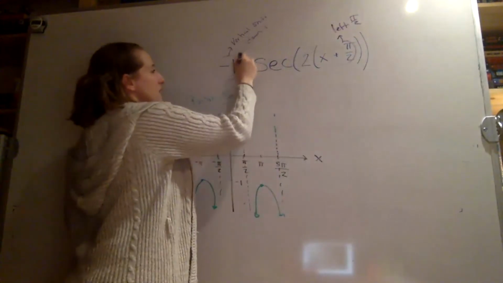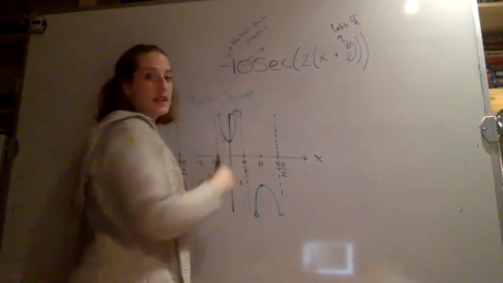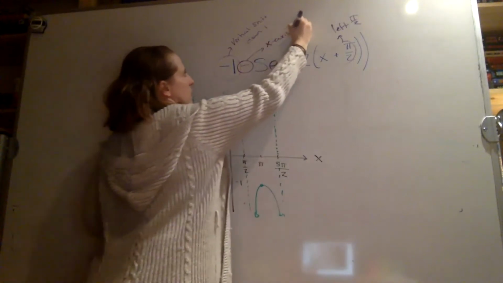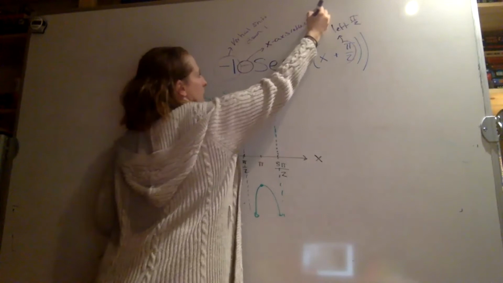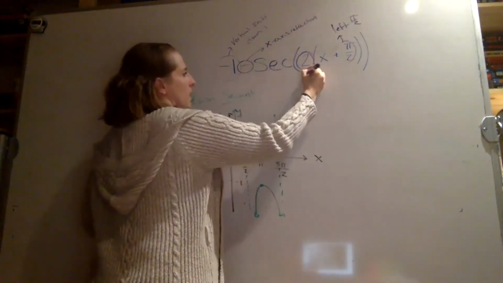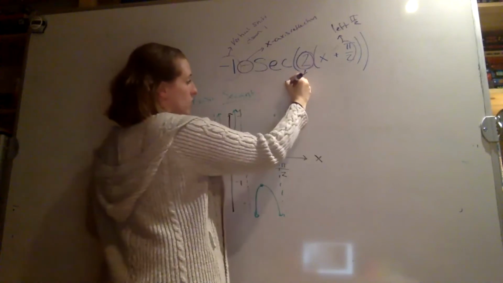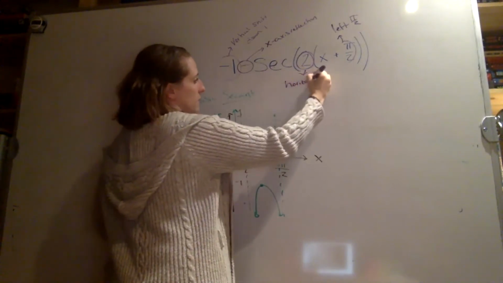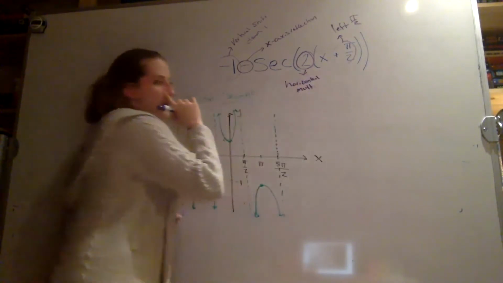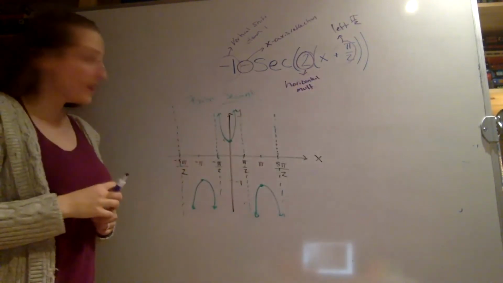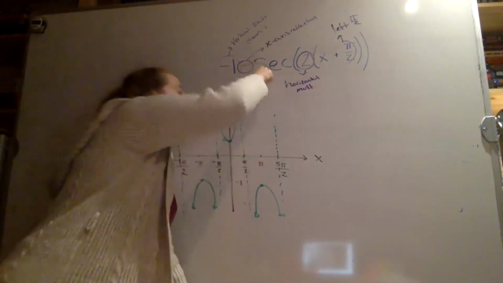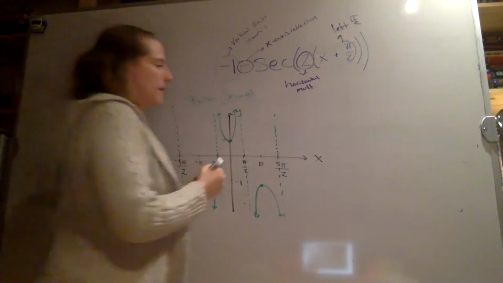This negative out in front is an x-axis reflection. And last, we've got a horizontal multiplier here. That horizontal multiplier is going to change our period. It's a horizontal stretch or compression. All right, so let's see if we can use all that information to sketch a graph of this transformed function.